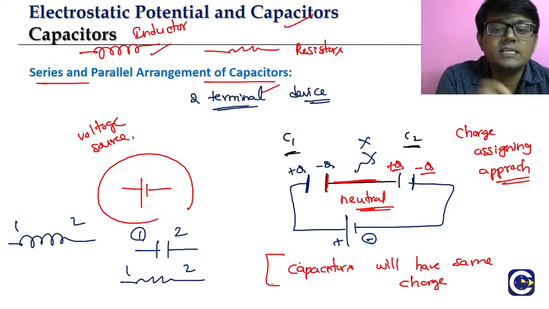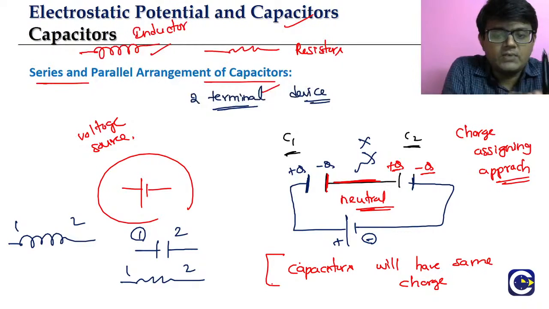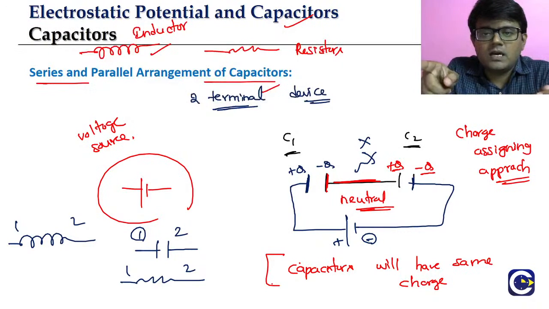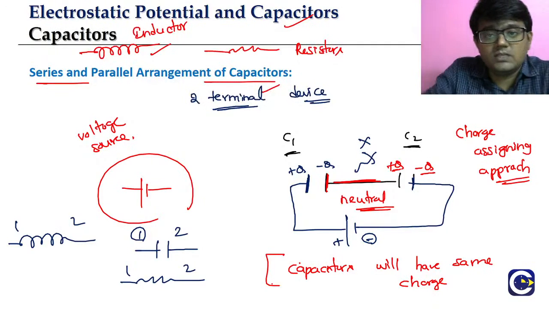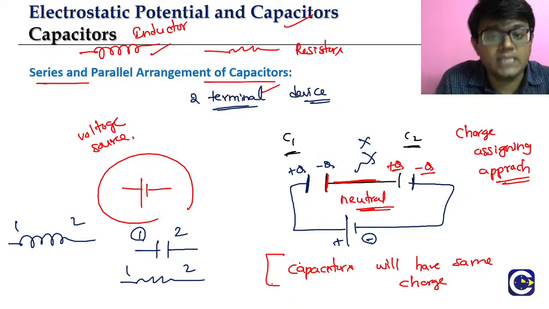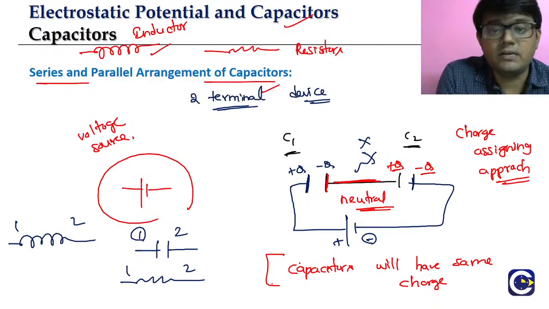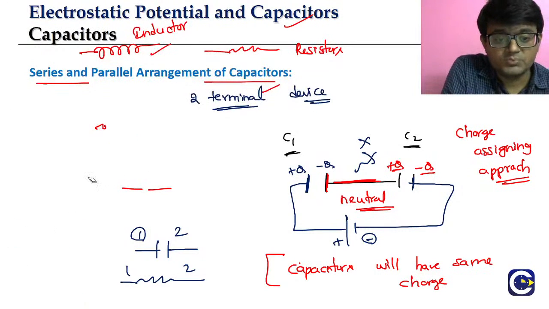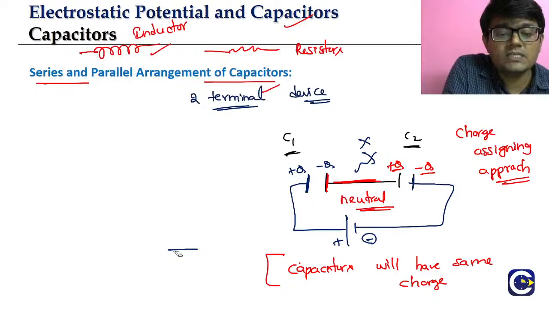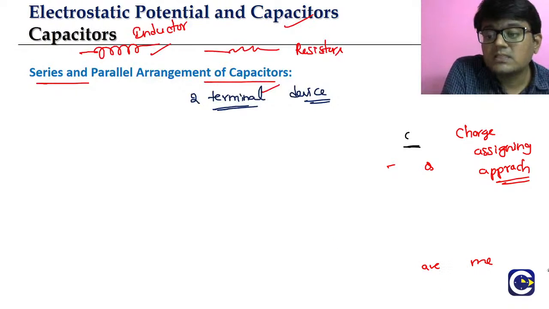Okay, so this is about the series combination. In series, what is the thing? One terminal of capacitor 1 is connected to the other terminal of capacitor 2. If there is a third capacitor, this will go on. So this arrangement is called a series arrangement. But in the middle you should not have any link or junction. If there is a link or junction, we will not call it a series. So series means the capacitors will have the same charge.